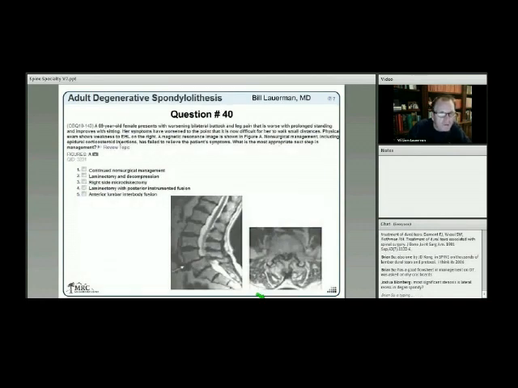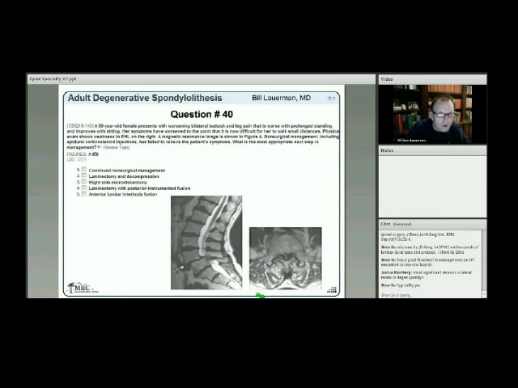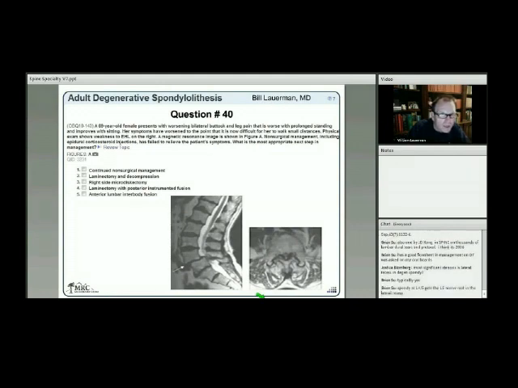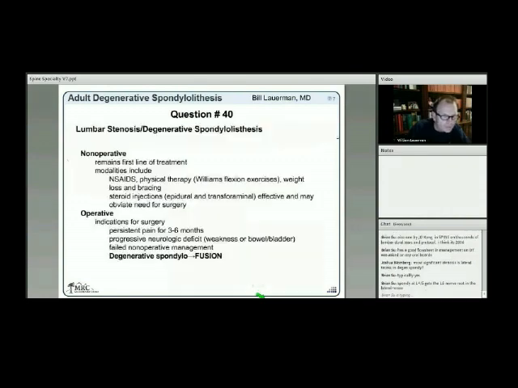A 69-year-old female presents with worsening bilateral buttock and leg pain, worse with prolonged standing, improves with sitting. Her symptoms have worsened to the point that it is now difficult for her to walk small distances. Physical exam shows weakness of EHL. An MRI is shown in Figure A. Non-surgical management has failed to relieve the patient's symptoms. What is the most appropriate next step in management?